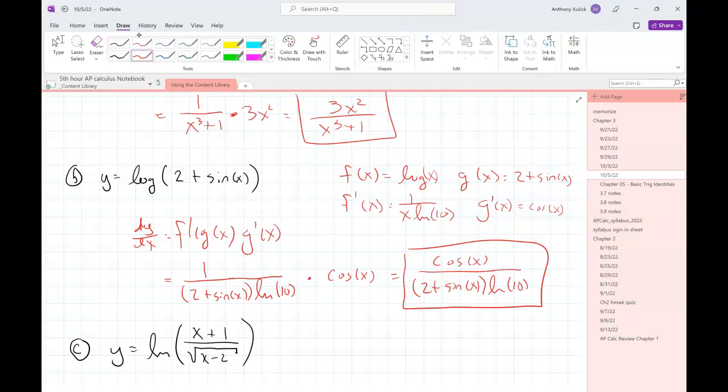What do you guys see here? Two chains and a quotient. That's what you probably see, right? You know what Mr. Kulik sees? I see 3 easy chain rules.